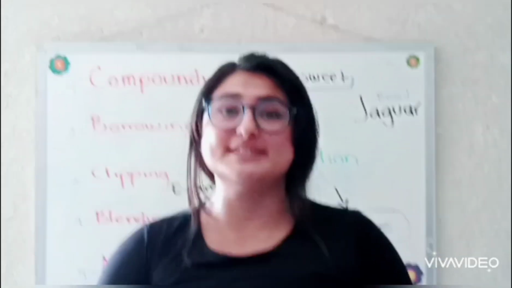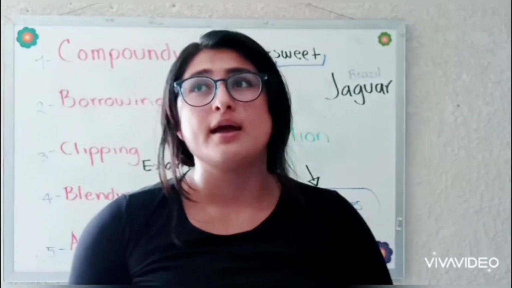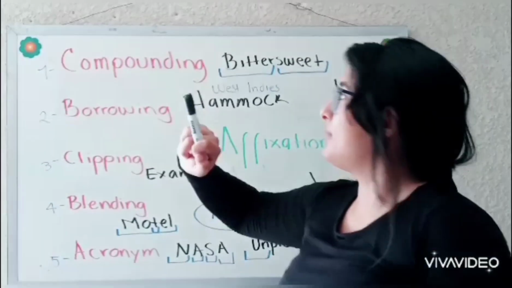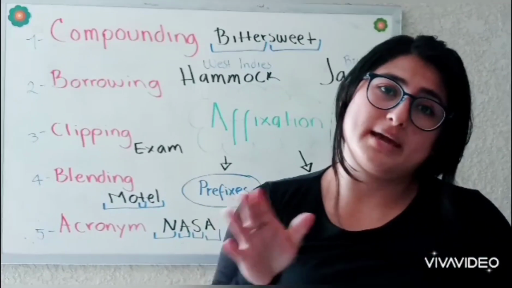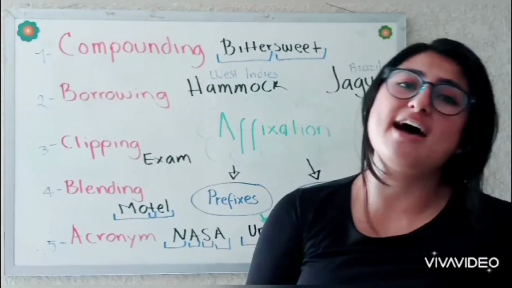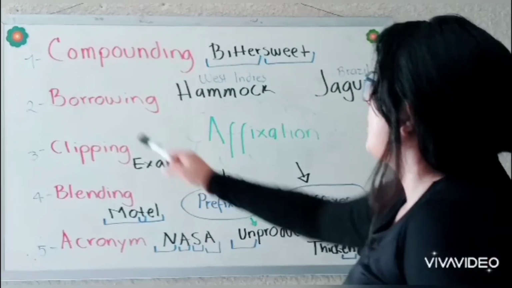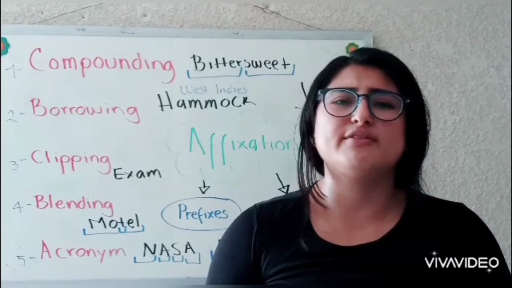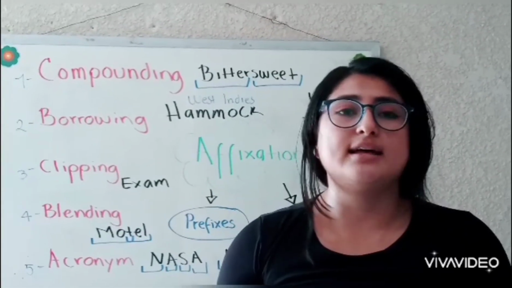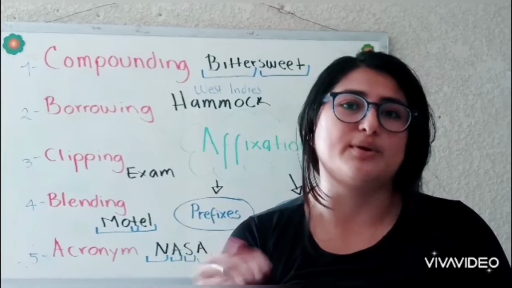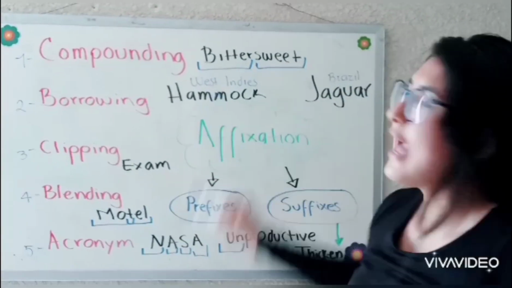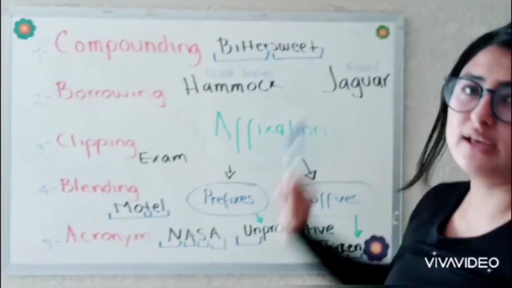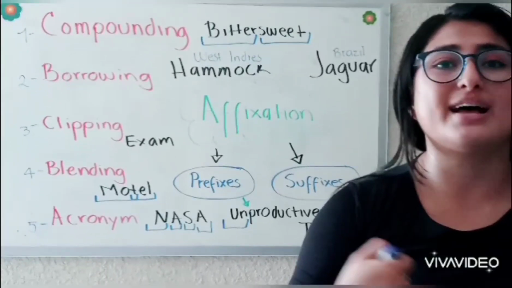Well, as I mentioned before, derivation has some processes for creating a word, which refers to word creation or word formation. Compounding, bittersweet. We are just combining 2 words, bitter and sweet, and we have a new one with a new meaning. Borrowing refers to taking a word from a language or even from a region in the world to add it to our language, in which we're talking about English. For example, hammock, which comes from Cuba or West Indies. And for talking about a region, we have taken jaguar from Brazil.